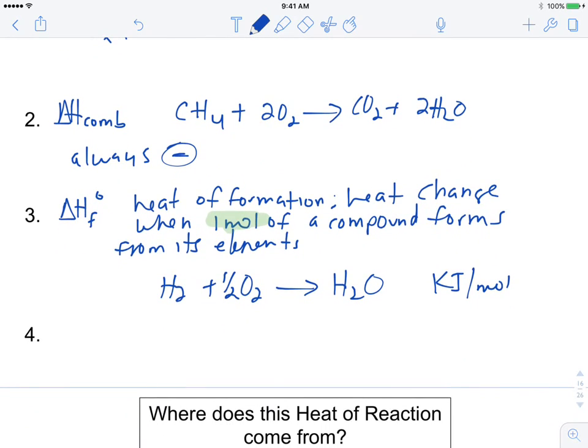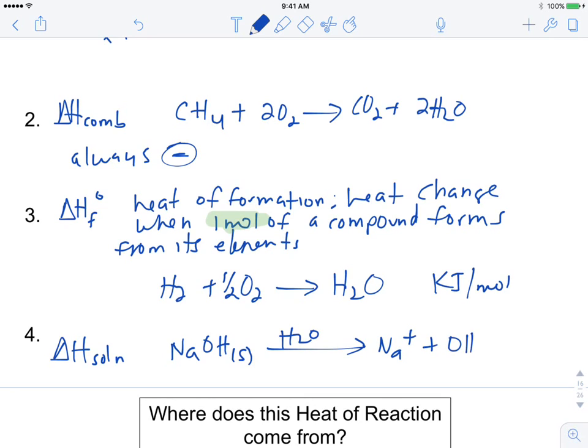Lastly, you could have something like a delta H of solution. And this is when a compound dissolves in water. And so we could have something like NaOH solid dissolving in water and forming Na plus and OH minus aqueous.